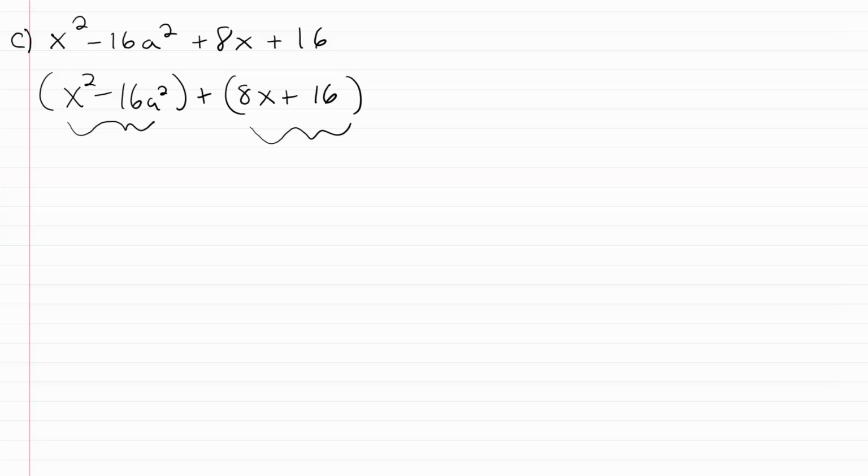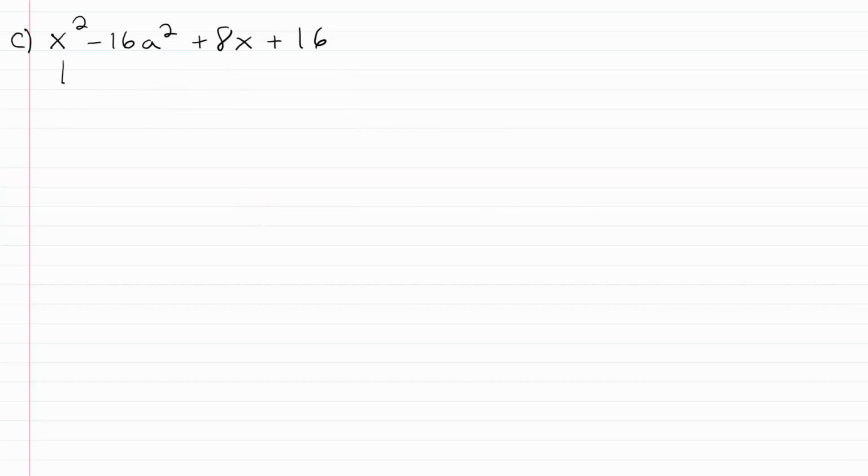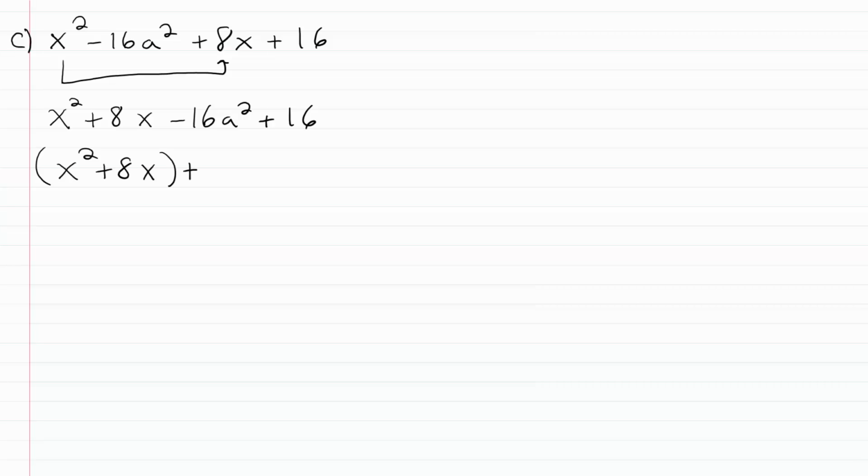And sometimes you'll see that that will work a little better. So, for example, what I mean by that is, I'm going to try to pair up the x squared and the 8x. So I'm going to write this as x squared plus 8x first, then minus 16a squared plus 16. And then what I'll do is I'll actually group them as x squared plus 8x plus negative 16a squared plus 16. Okay, now what I've done is, again, just group the first two in a parenthesis and then the last two in a parenthesis. And now I certainly have GCFs.